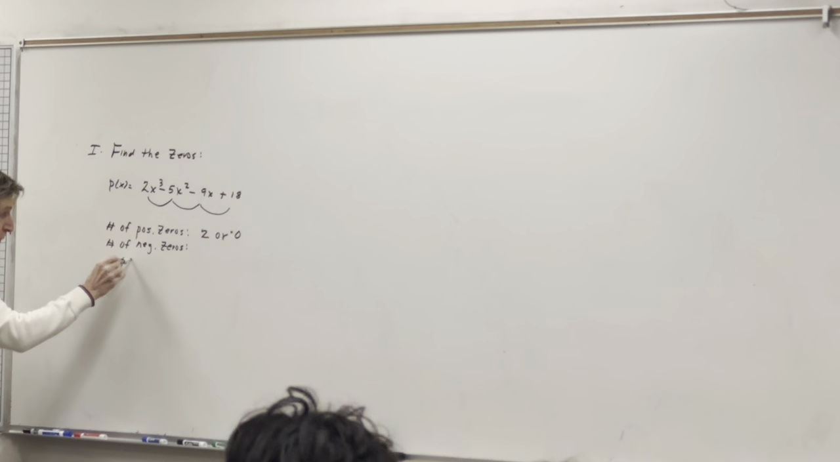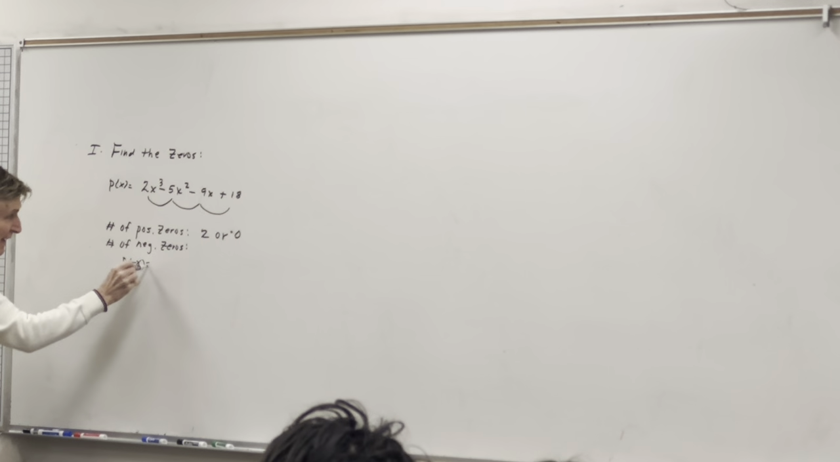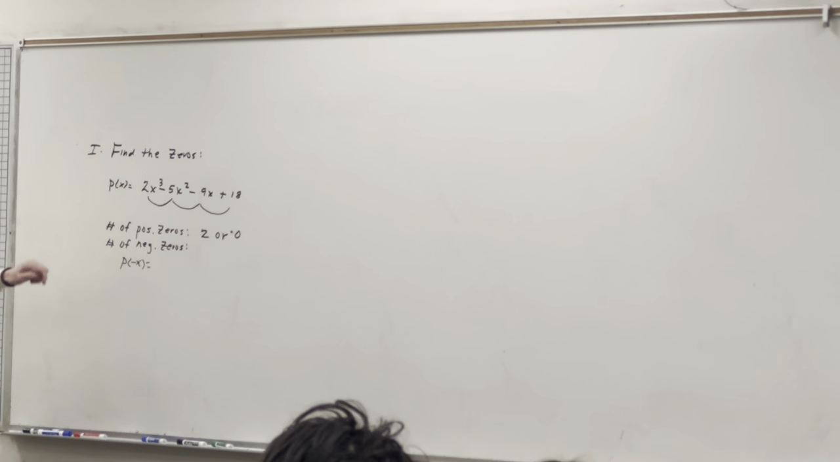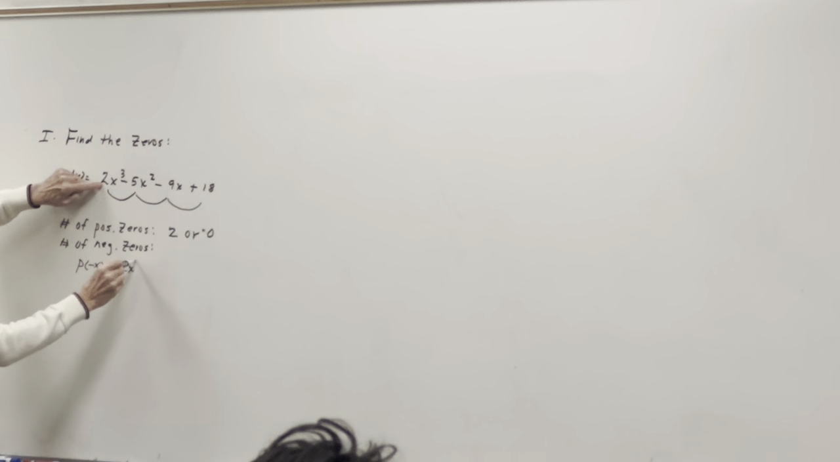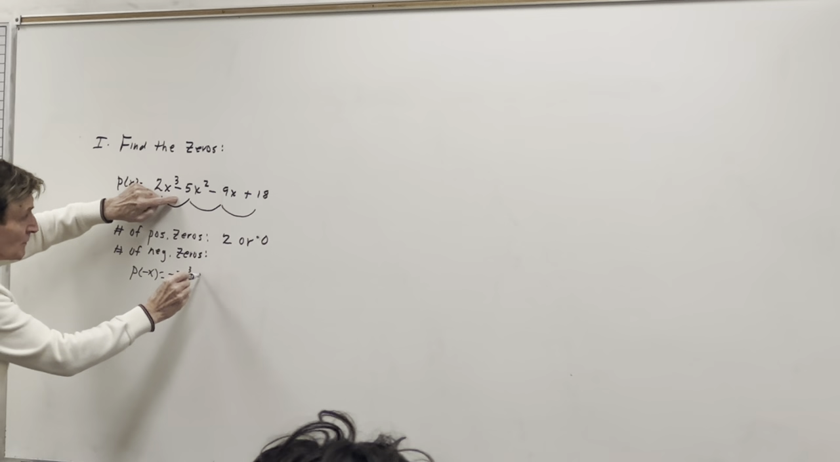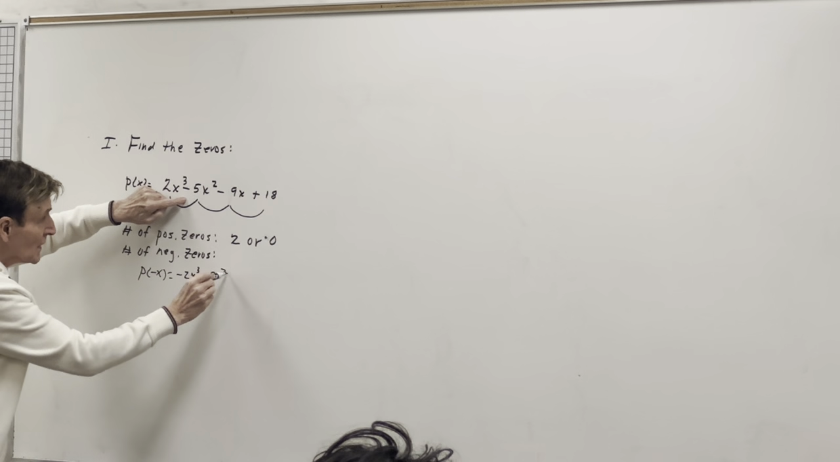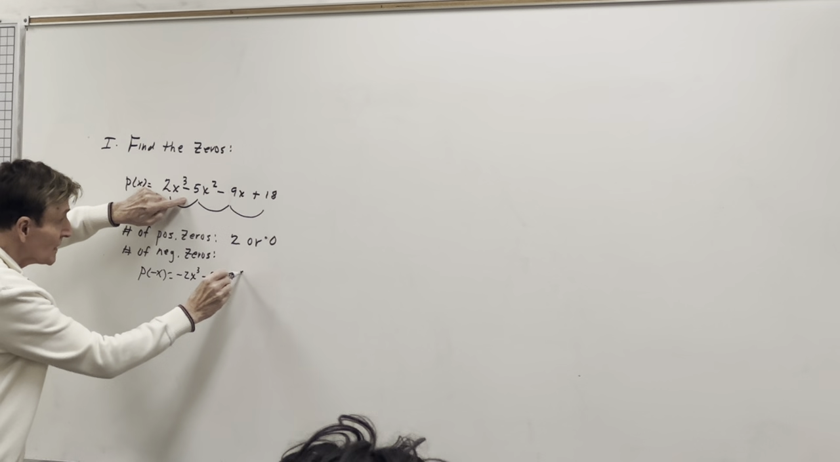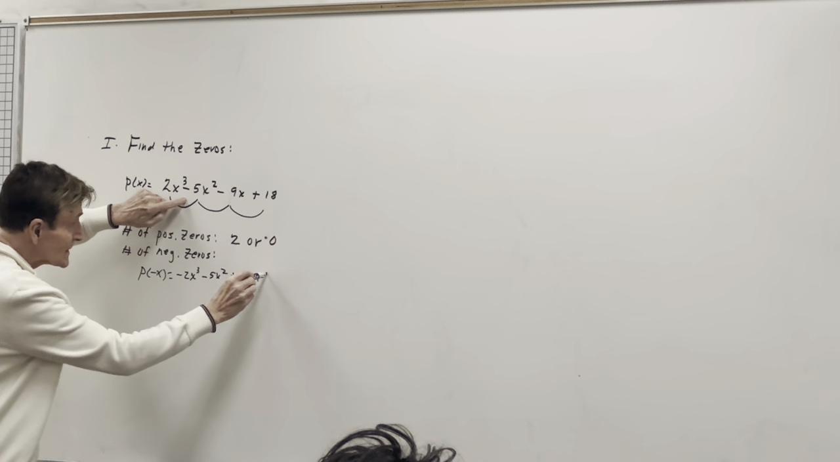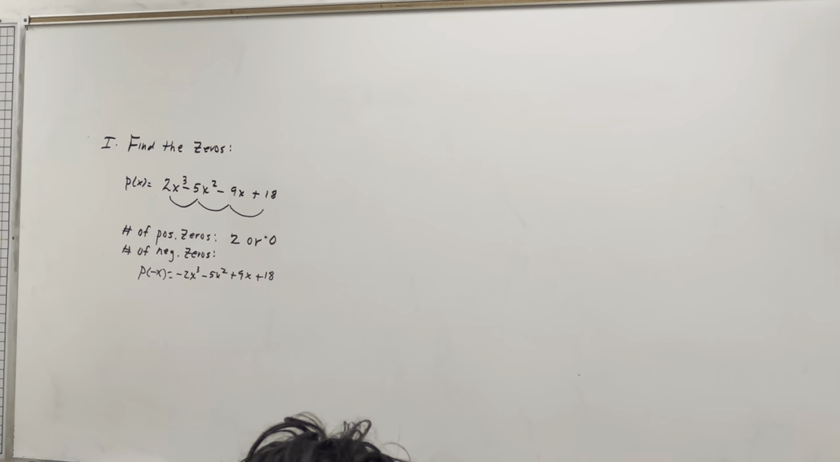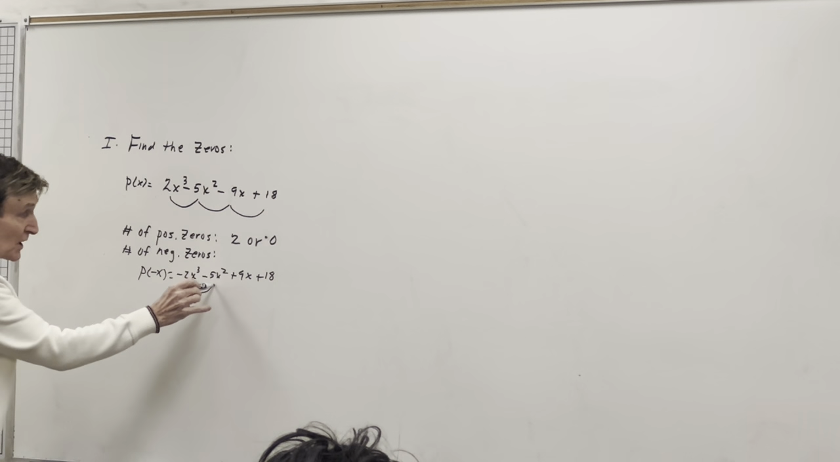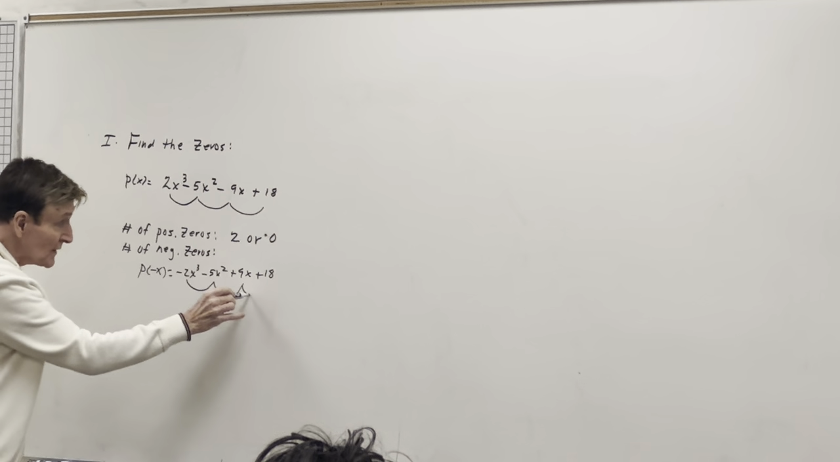Now for the number of negative real zeros, we're supposed to find p of negative x and count the number of variations in signs there. Guys, let's do it fairly quickly. Replacing x with negative x, you simplify. That first term looks like this. Second term stays the same. Third term becomes, I think, a positive. And then plus 18. Step back and look and see if you guys agree. Is that true, guys?